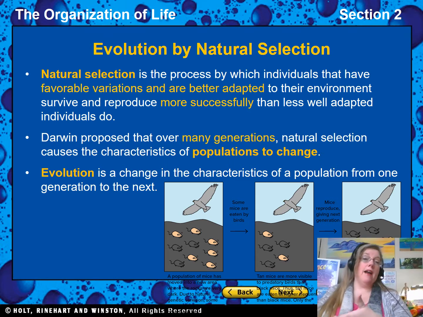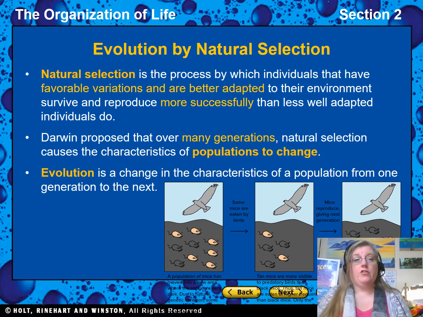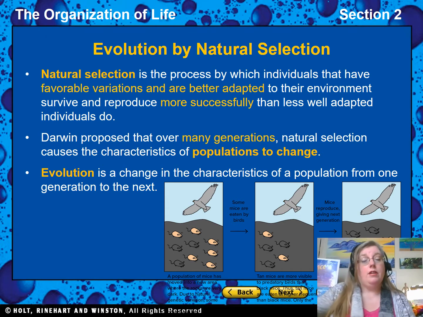Now, if the environment changed, something happened to the soil, and all of a sudden dark-colored soil is not a good thing, then evolution can happen again. It can change. But if you continue with a steady, stable environment, you can go so many generations that all of a sudden there aren't any light-colored mice ever. You have just changed the whole population. You have done evolution, and it takes many, many generations. It's not going to happen right away.